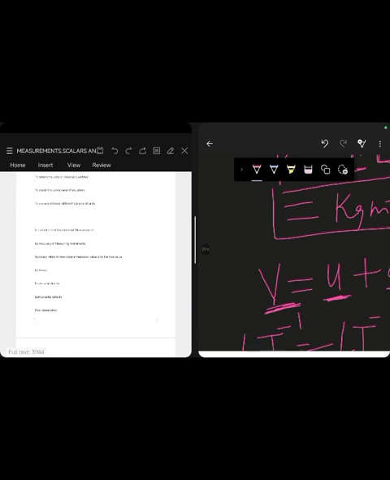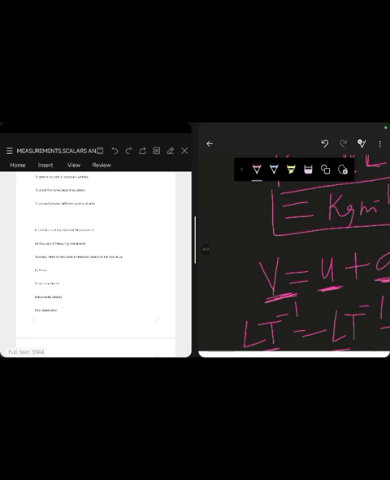Now, what causes limitations of your experimental measurement? Number one is the accuracy of the measuring instrument. Accuracy means how close it is to the measured value. And also there are errors. Number one is instrumental defects, if the instrument is faulty.